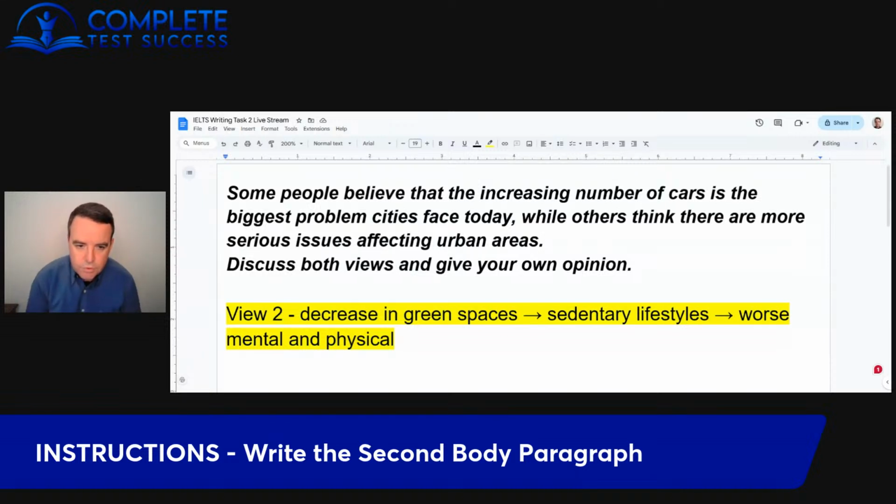Okay, so I'll let you guys get on with it. The second body paragraph about the second view, using the ideas on the screen. So don't go off using other ideas. Let's stay completely focused on the plan we've already made.